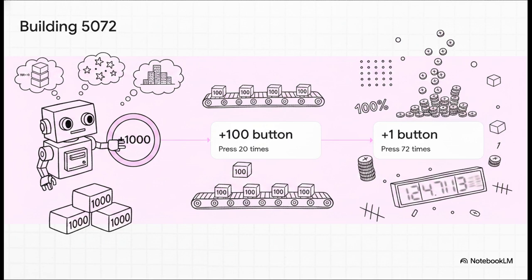Say Cheaty wants to build the number 5072. You might immediately think, oh, just press the +1000 button 5 times. But Cheaty gets a little creative. First, pressing the +1000 button just 3 times gives us 3000. Next, pressing the +100 button 20 times adds 2000, bringing our total to 5000. Finally, pressing the +1 button 72 times finishes the whole shebang off. 3000 plus 2000 plus 72 equals 5072. By playing around with these specific button presses, we see that large numbers aren't rigid monoliths. They're totally fluid structures made up of smaller, digestible parts.